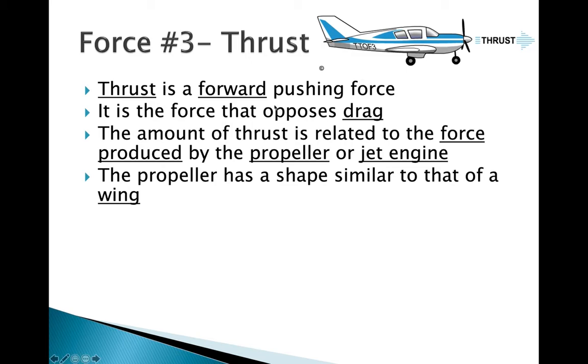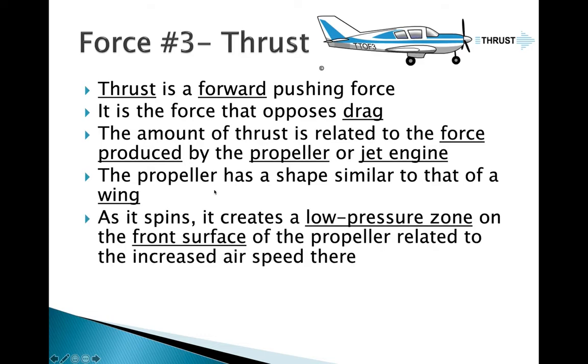Okay, oh yeah, that's one more thing. The propeller, you don't have to write this down, but just take note of it. The propeller has a similar shape to that of the wing. And as it spins, it creates a low pressure zone on the front surface of the propeller related to the increase of the airspeed there. So as it spins, the airfoil would be on the top part of the blade of the propeller, creating this low pressure, fast moving air on this side, which is going to pull the plane forwards towards that pocket of lower pressure, being pushed by the still air, which has high pressure behind it, which is kind of cool.